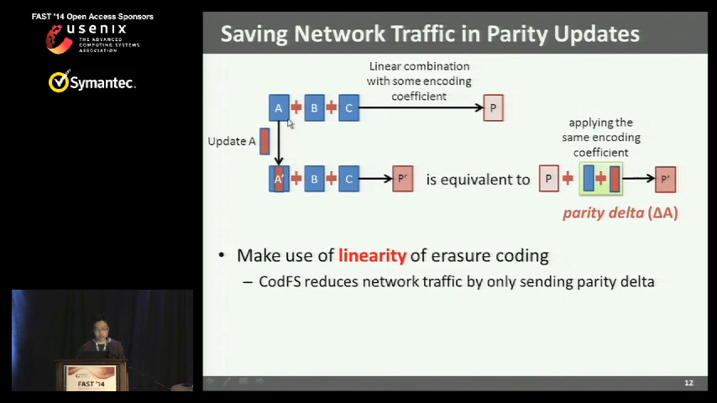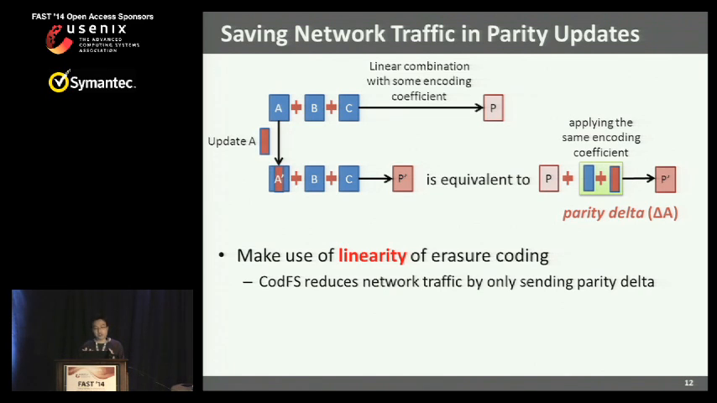if you have the data chunks A, B, and C, you compute the parity chunk based on linear combinations of the data chunks. You can think of them as just some additions and multiplications, okay? But in the Galois field. If you update just part of the chunks, then you compute P prime. Now this P prime and P have a nice relationship: P prime, the new parity, is equal to the original parity plus something we call the parity delta, which is computed from the change of your data multiplied by some encoding coefficient.